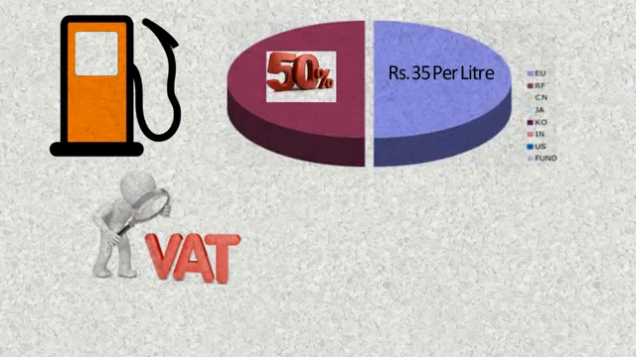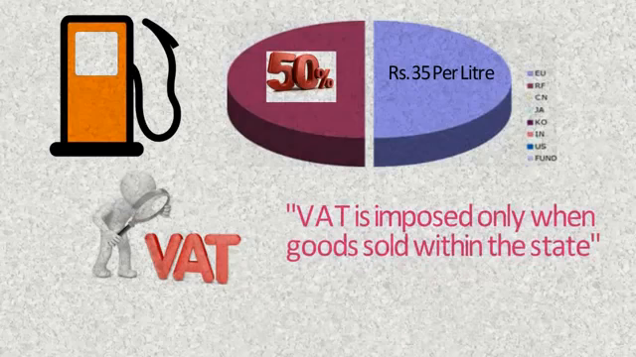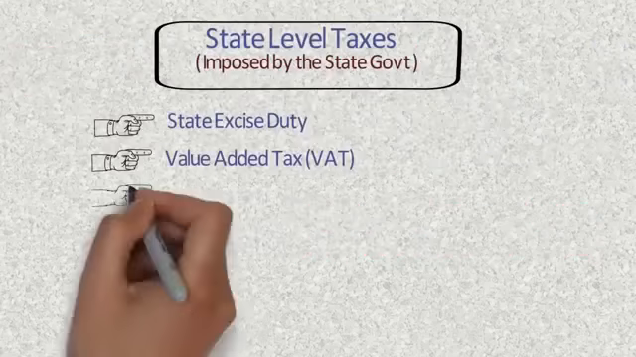VAT is a form of indirect tax which is imposed only on goods sold within the state. It essentially means the buyer and seller need to be in the same state. If the buyer and seller are in different states, then CST, Central Sales Tax, will be applicable, as we discussed earlier.